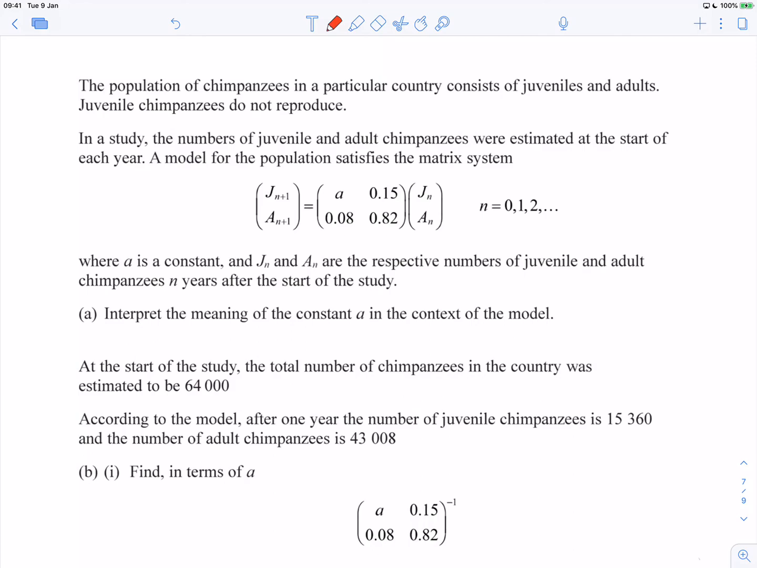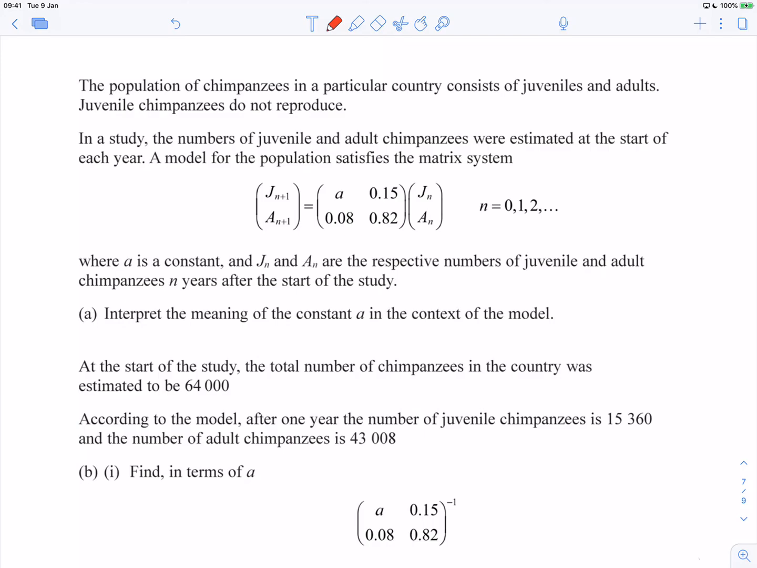Anyway, the population of chimpanzees in a particular country consists of juveniles and adults. Juvenile chimpanzees do not reproduce. Okay, so juveniles are just kids. In a study, the numbers of juvenile and adult chimpanzees were estimated at the start of each year, and a model for the population satisfies this matrix system, where a is a constant, Jn and An are the respective numbers of juvenile and adult chimpanzees n years after the study. Interpret the meaning of the constant a in the context of this model.